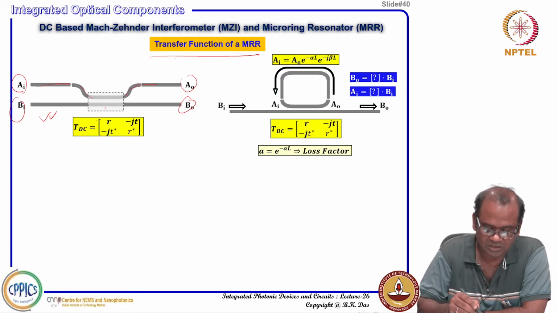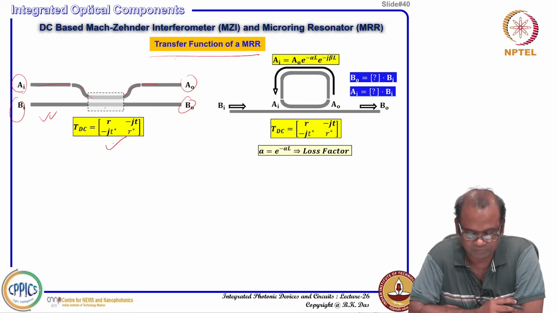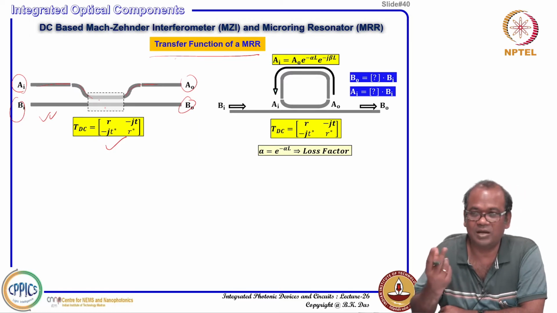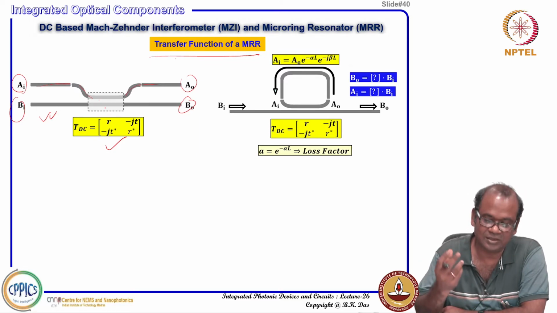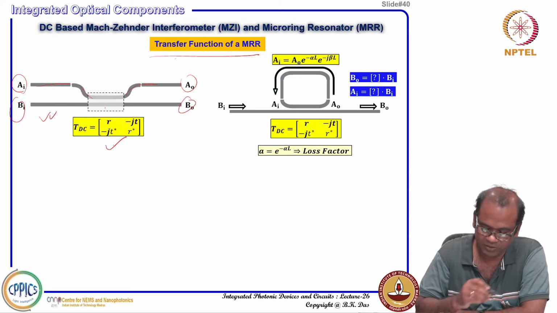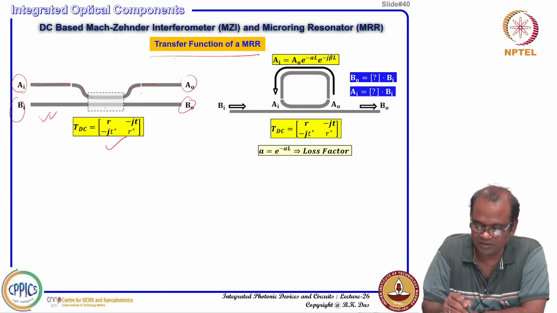And this transfer matrix we can just define like this: R, minus JT, where R and T all depend on the coupling strength, overlap of the fields, their length and their gap, all those things we discussed in the previous lecture. Now, you see I have just structured our directional coupler in this form.